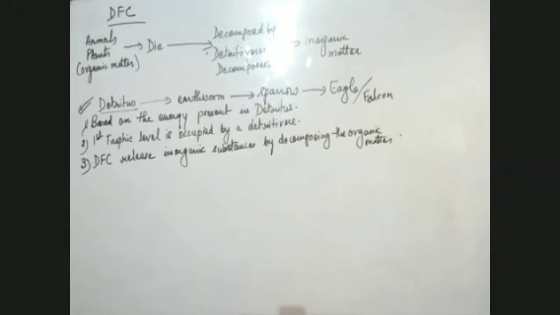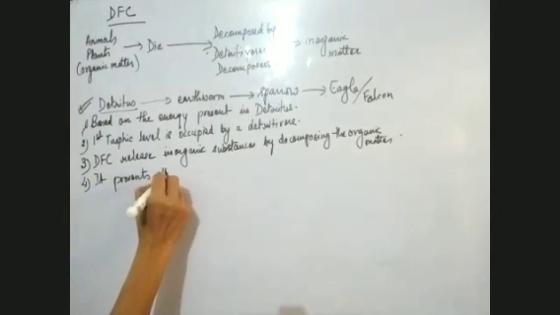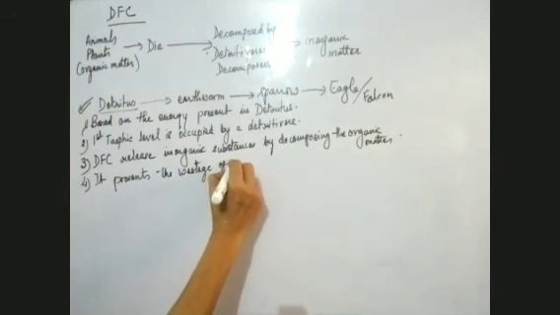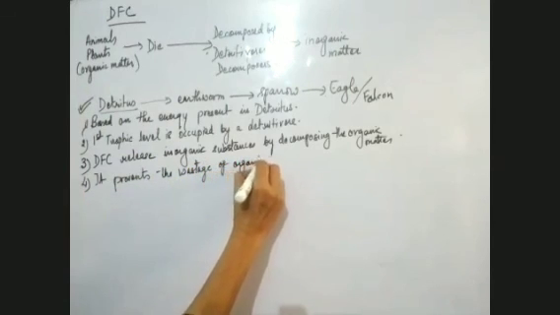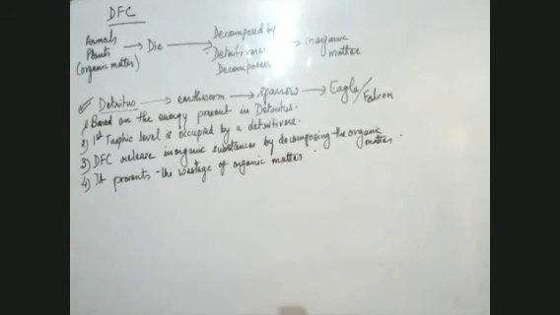Now, what will happen if the detritivores will not be there? If the detritivores will not be there, whatever the organic matter is here, it will get wasted. So it prevents the wastage of organic matter.